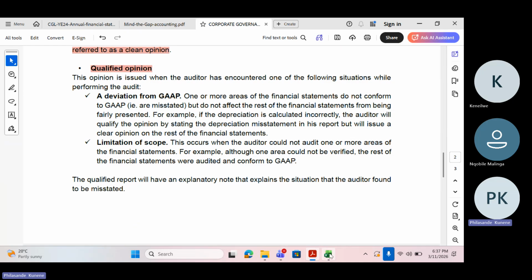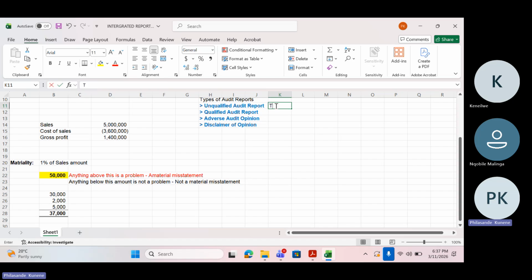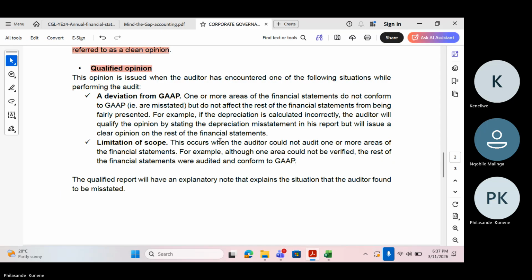So we're saying here, unqualified audit report. That is the best report we can get from auditors. Let's talk about qualified now.